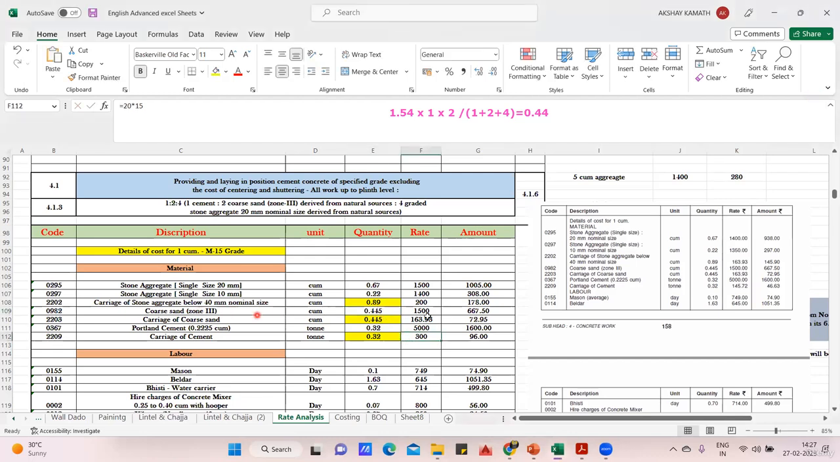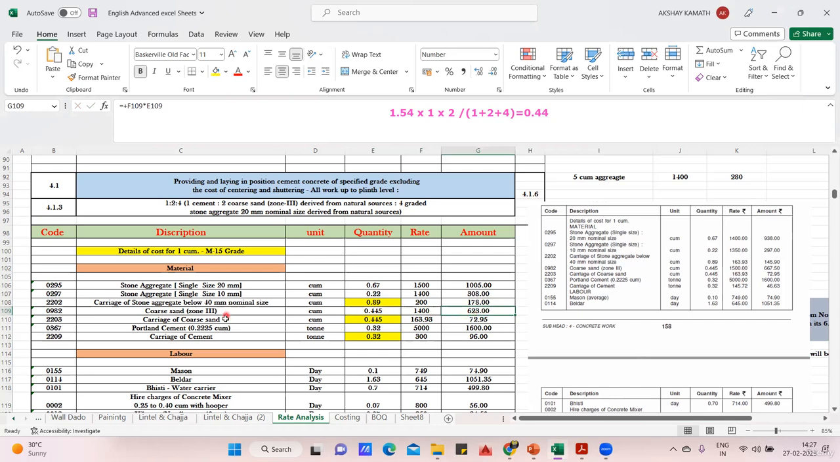Now again, coarse sand, what is the rate available in the market? According to the DSR, the rate is 1,500. But in my place, this sand is available for 1,400 rupees per cubic meter. So I'll put 1,400. I got the rate for 0.445 cubic meter of the sand.